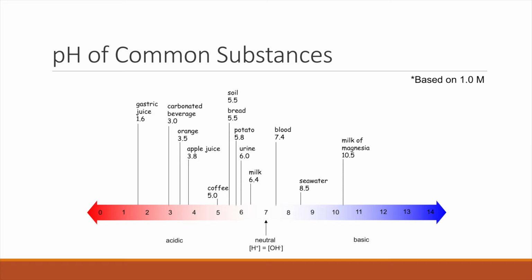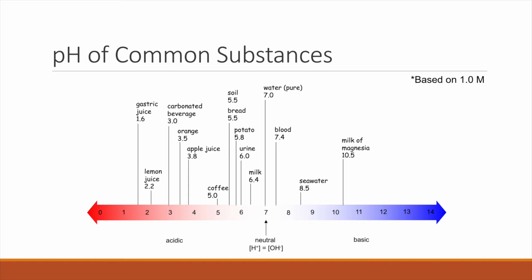Okay, so thinking about pH of some common substances. Now, I've told you it's a combination of strength and concentration. So these are all based on 1 molar solution. So you can see a couple are on here. Your blood is slightly basic. The coffee you drink is slightly acidic. So at pH 7, we have pure water, right? That neutral amount.